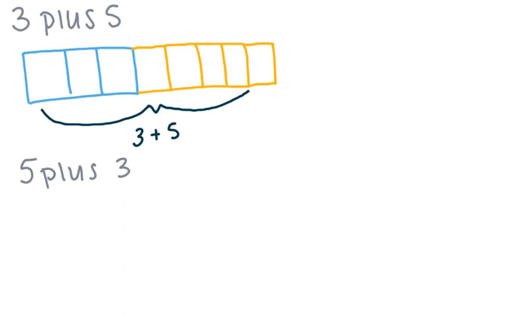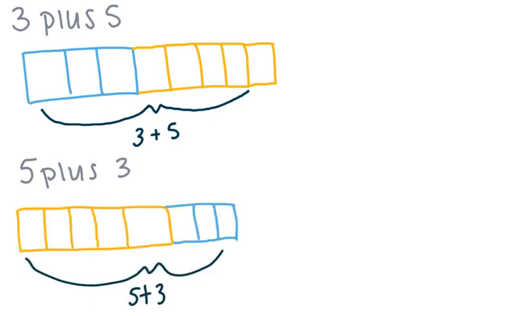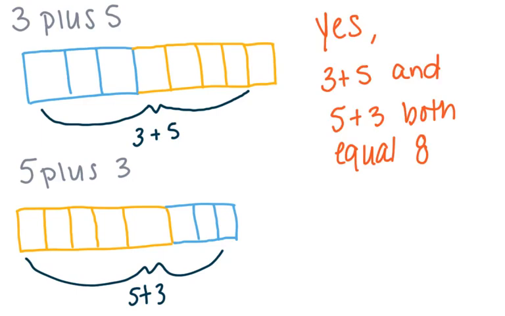What would a bar diagram look like then? So now we have first 5 boxes in yellow, and then attached to that we have 3 boxes in blue, and this shows 5 plus 3. So looking at both of these expressions, are they equivalent? Yes, they are both equivalent because 3 plus 5 and 5 plus 3 equal 8.